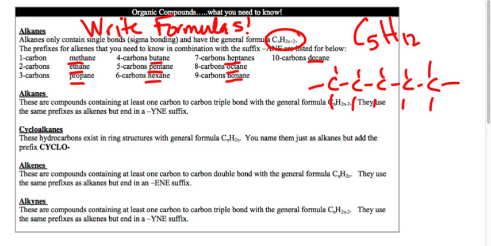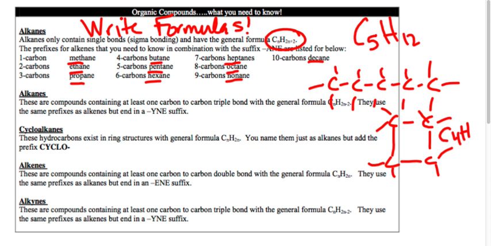Cyclos you treat exactly the same way, except we put them in a circle. So what would be the formula for cyclobutane? 4 carbons, so we'd have carbon, carbon, carbon, carbon. Right? Now I have to fill them to have 4 bonds with hydrogen. So how many hydrogens go on this carbon here on the left? 2. How many here? 2, 2, and 2. So it's C4H8, right?